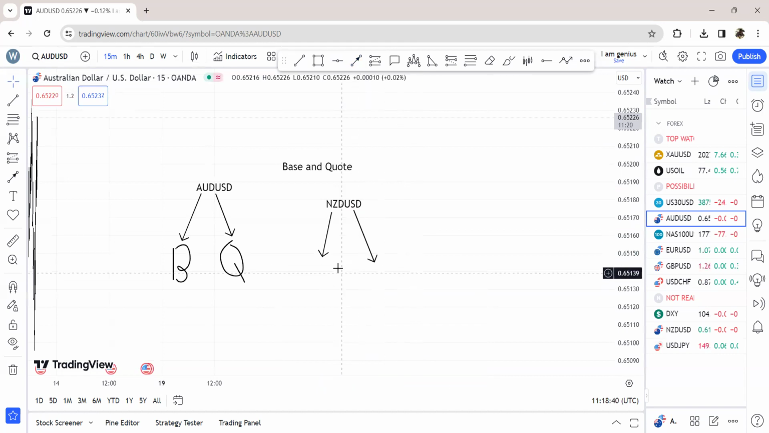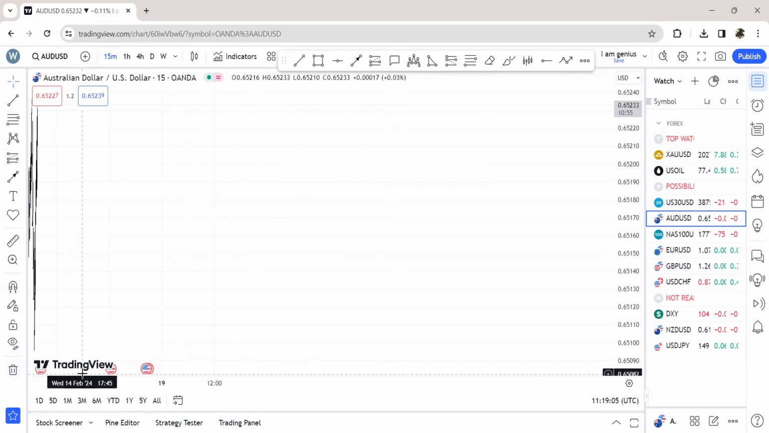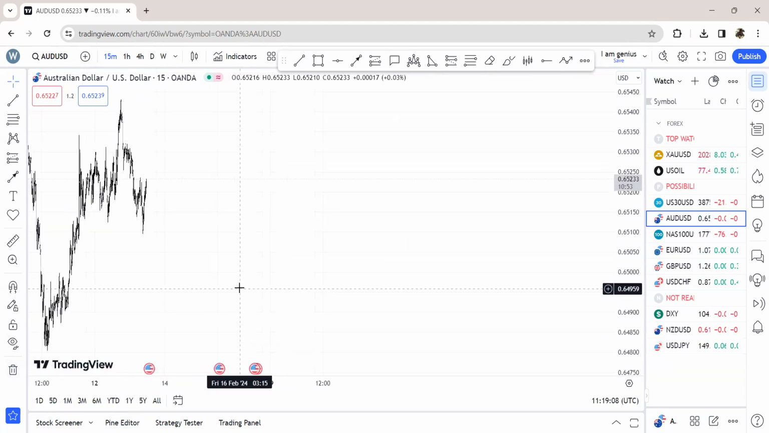And your time is up. If you said the New Zealand dollar is going to be the base and USD is our quote, then you are right. If you didn't get it right, you can just rewind and get the concept that I explained earlier, and you'll probably be able to get it right. Okay, so let me remove everything here. We just needed that basis as a foundation.